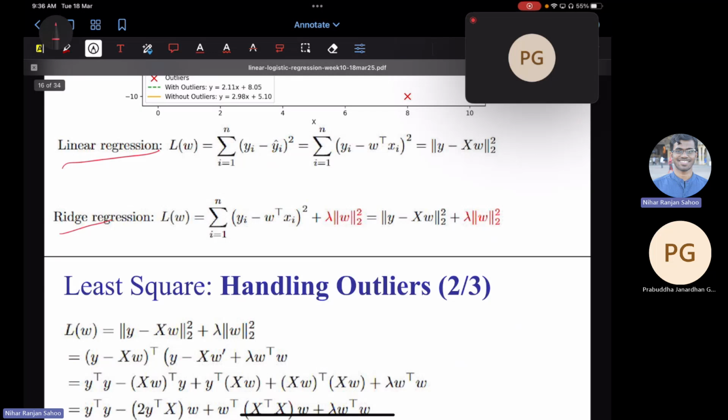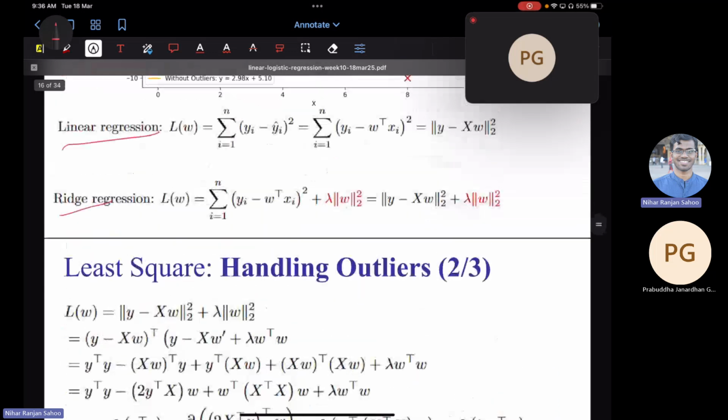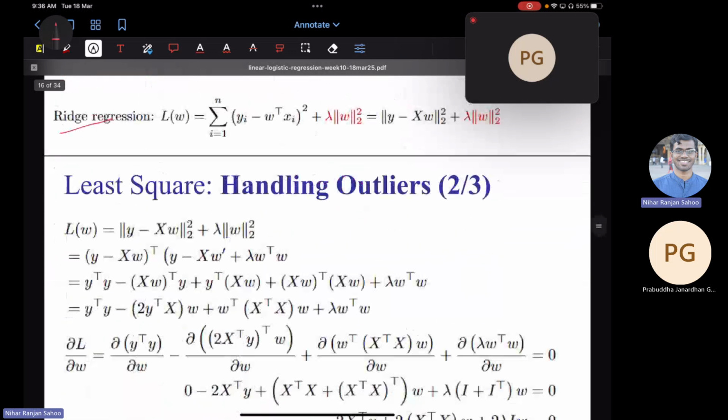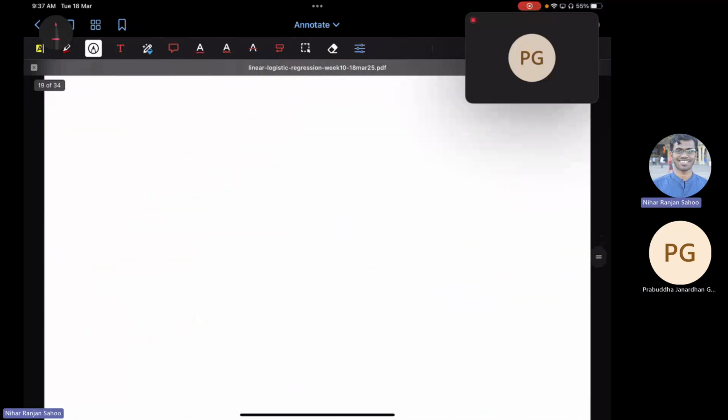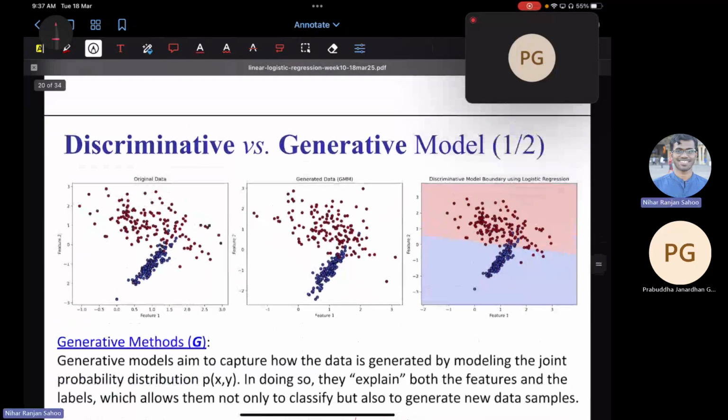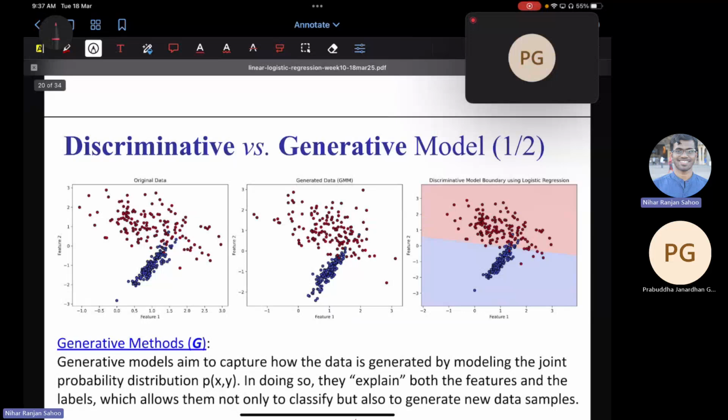Okay, so let me come to today's content directly. Then I'll come back to how we handle outliers in linear regression again. So yesterday we discussed majorly four classes of tasks: supervised, semi-supervised, unsupervised, and reinforcement.